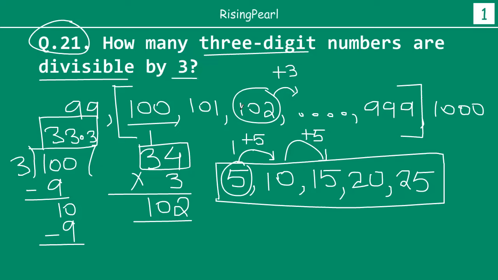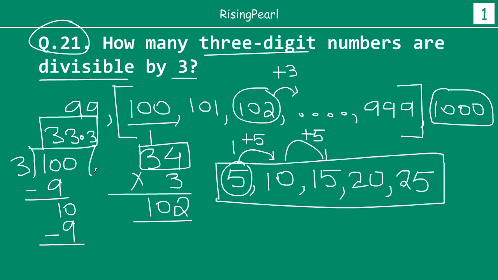Now, what will be the last term? Let's give ourselves a little bit more space. Before that, let's find out the last term. We found the smallest 3-digit number which is divisible by 3. So what about the largest 3-digit number? We are going to look at the smallest 4-digit number, and we will try to divide this by 3.